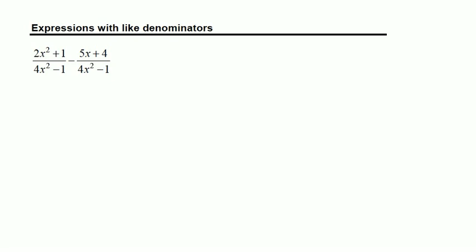Expressions with like denominators. When we're adding or subtracting rational expressions, the problems in which we have the same denominator in both expressions are the easiest kind to add and subtract. Just like when we were adding and subtracting fractions, we needed the same denominator before we could proceed with the addition or subtraction. In this case, because we have the same denominator from the start, we know that we're going to have that same denominator in our result, so we can go ahead and write in the denominator.